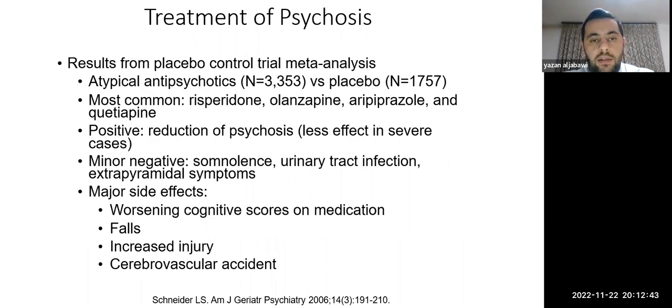So we have here a study comparing the use of atypical antipsychotics to placebo in order to manage the psychotic symptoms in dementia. The antipsychotics were used in 3,353 patients versus placebo, which was used in 1,757 patients. The most common antipsychotics were risperidone, olanzapine, aripiprazole, and quetiapine. The results of this study showed a reduction of psychosis, and it was noticed to be less effective in severe cases.